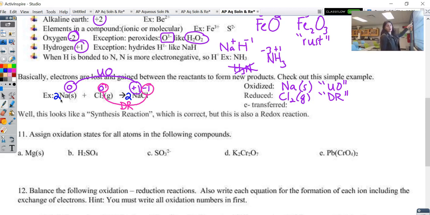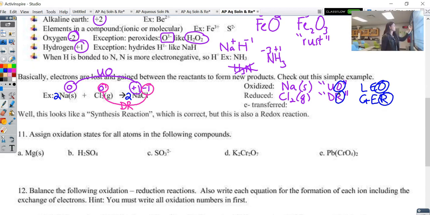We already said that sodium's charge is going up, which means it's oxidized, which means it's losing electrons. How did I just get that? Because of LEO, okay? It's losing electrons. And reduced is, LEO says GER, which means that this must be gaining electrons. So you can put those all together, okay? My O's go together and my R's go together, just to help remember that.